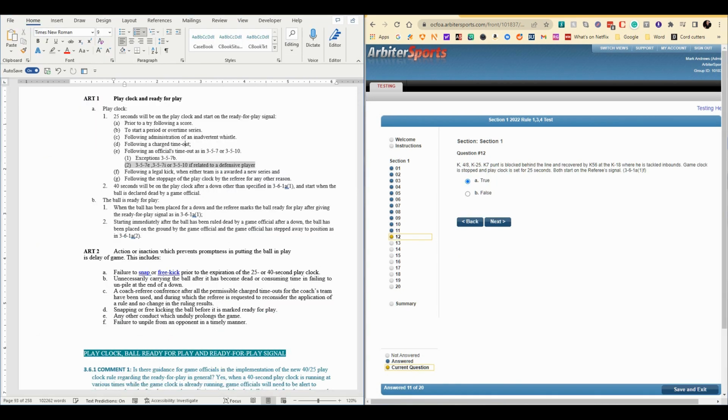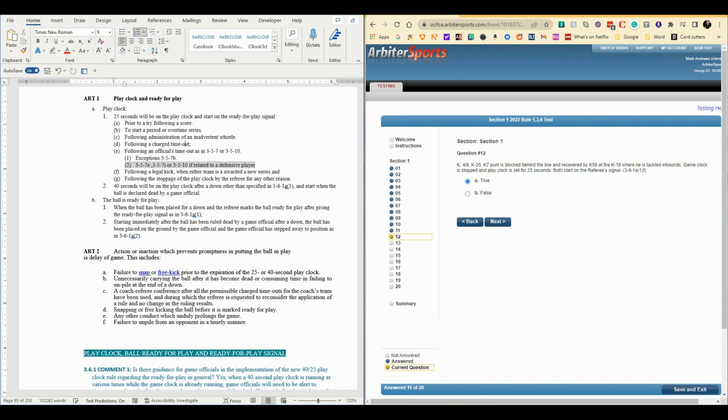All right, question number 12. K 4th and 8 at the K25. K7's punt is blocked behind the line of scrimmage and recovered by K56 at the K18, where he's tackled inbounds. Game clock is stopped and the play clock is set for 25 seconds. Both start on the referee's signal.